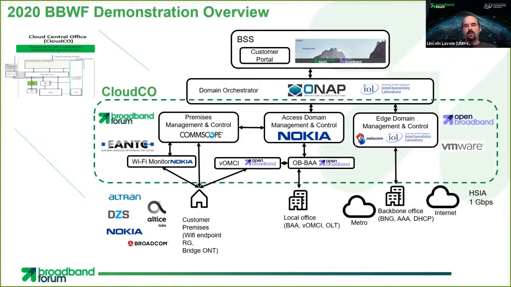The OB-BAA layer is able to abstract the access network equipment from Altice Labs, Altran, Broadcom, DZS, and Nokia, meaning the interface to the SDN controller becomes uniform and well-defined. Also, within the BAA layer is the first open source reference implementation of the Broadband Forum's virtual OMCI specifications, which enables the white box OLT from Altran and Broadcom team. On the right-hand side, Swisscom also provided a demo edge domain SDN controller and the virtual BNG to the ONAP use case. So with this kind of deep dive, I'm going to hand you over to another community member, Karsten of EANTC, to look more closely at the lab implementations and the overall design of the demo.